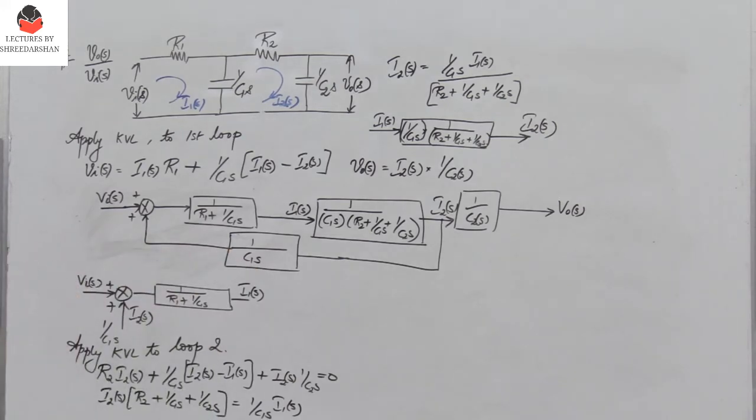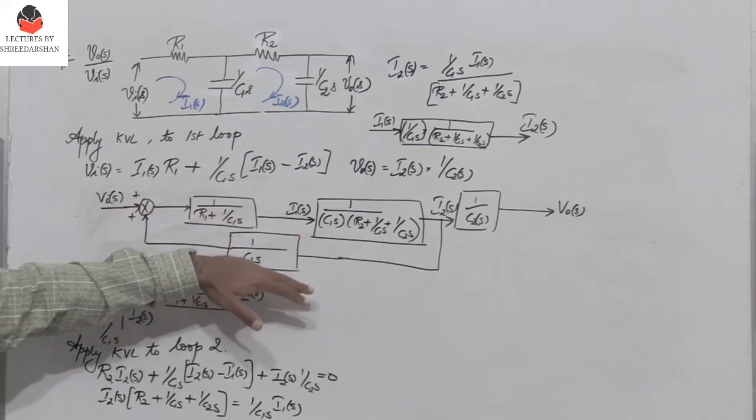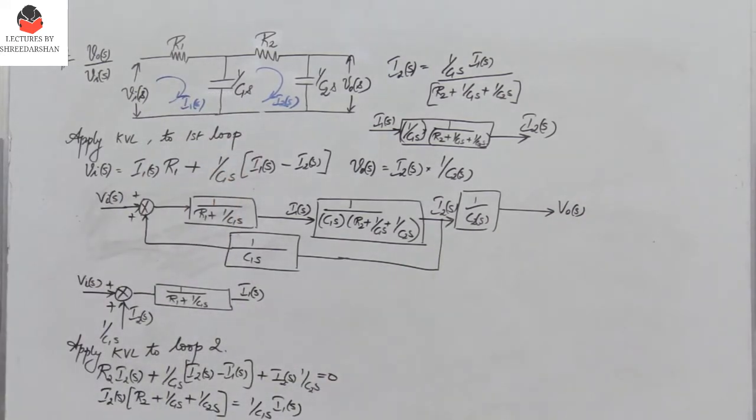So this is the final expression. So I have Vi of S as the input, these two block diagrams, and then I have the feedback path multiplied by 1 by C2S with the output V naught S. So now this block diagram can very easily be simplified.